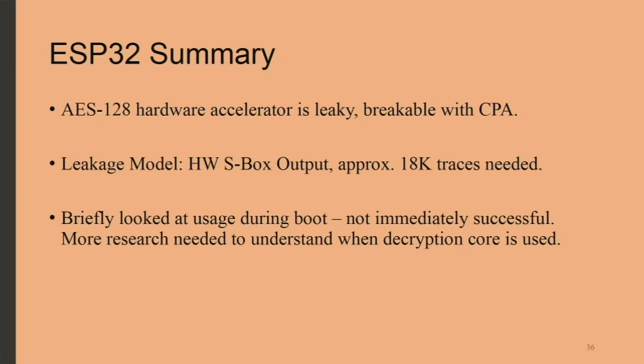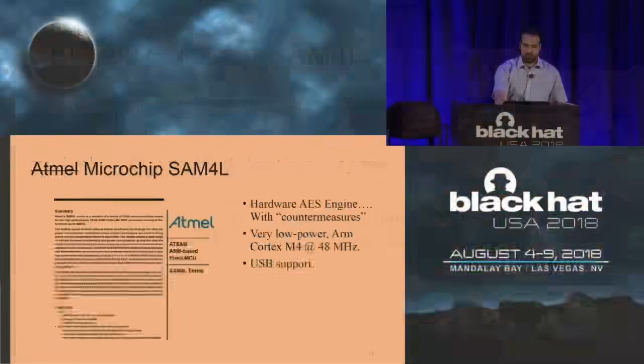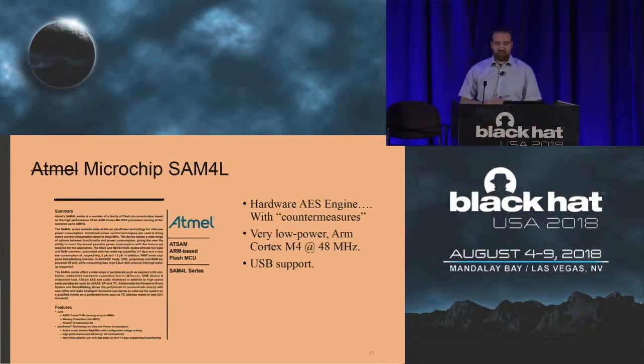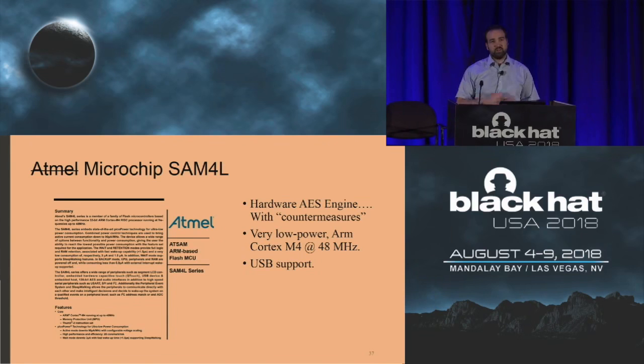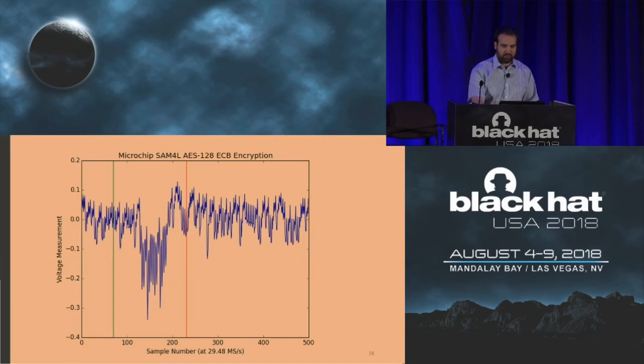So an interesting extension is to actually look at the device as it's booting, and if it's the same crypto core usage. The Microchip SAM4L, this one's kind of cool because the hardware AES engine has countermeasures. So some of these vary with how well they work, as we'll see in a second. It's a Cortex M4, running at 48 megahertz, so it's kind of a low power guy, but it's still got hardware AES, that's all we care about.